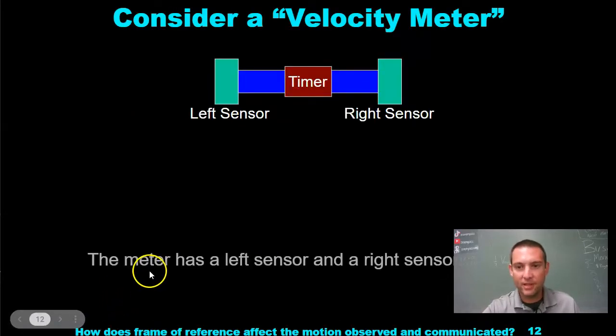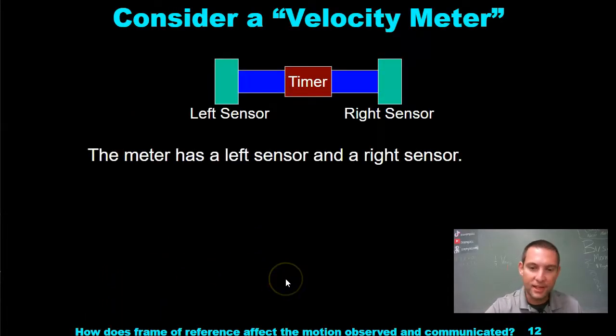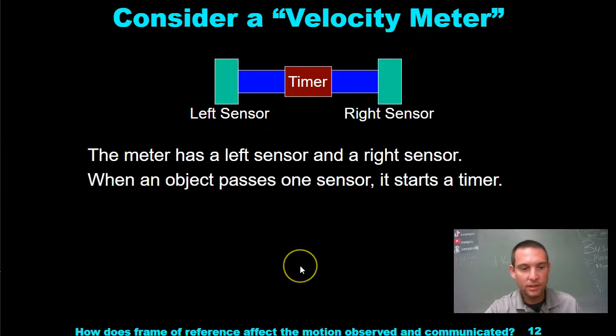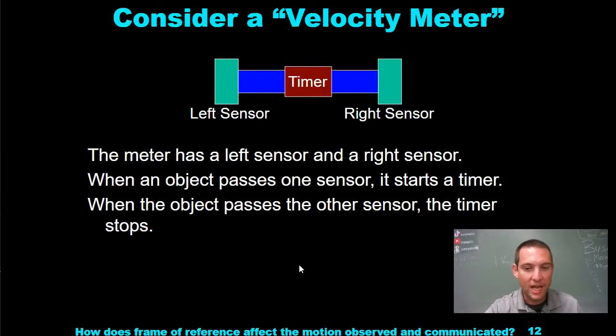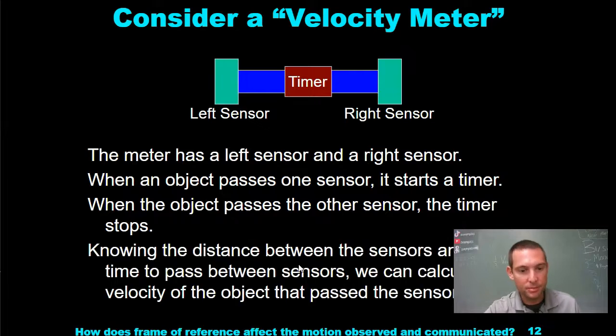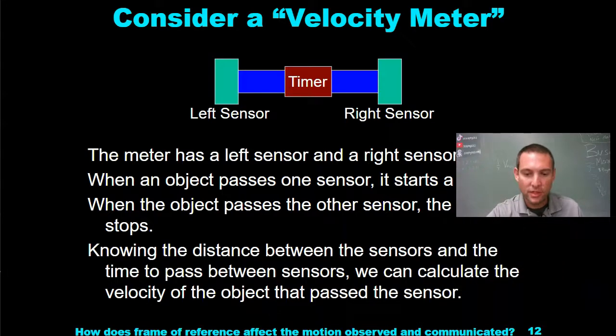Let's consider a velocity meter. The meter has a left sensor and a right sensor. When an object passes one sensor, it starts a timer. When the object passes the other sensor, the timer stops. Knowing the distance between the sensors and the time to pass between the sensors, we can calculate the velocity of the object that passed the sensor.